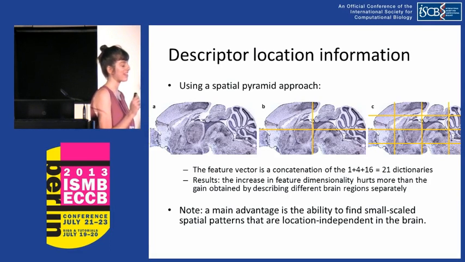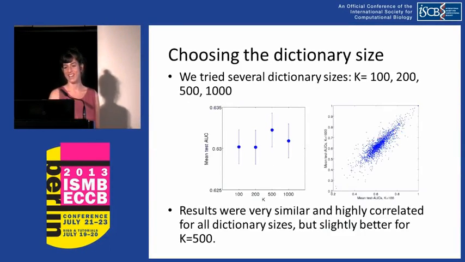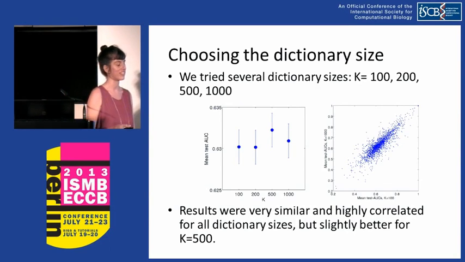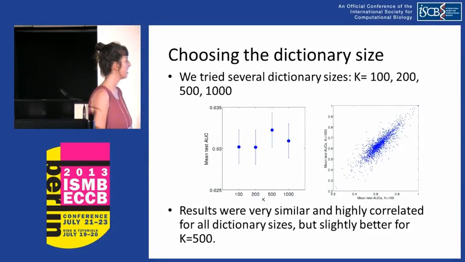Quick question, how did you choose the number of clusters within the k-means? Yes, I also have a slide for that question. We tried several dictionary sizes: k equals 100, and also 200, 500 and 1,000. These are the mean AUC scores that we got using the different dictionary sizes. You can see they're very similar. We had a slight increase with k equals 500, so we used that one, and we also checked and saw that there's very high correlation between the AUC scores with k equals 100 and k equals 1,000. So I guess it doesn't matter that much.